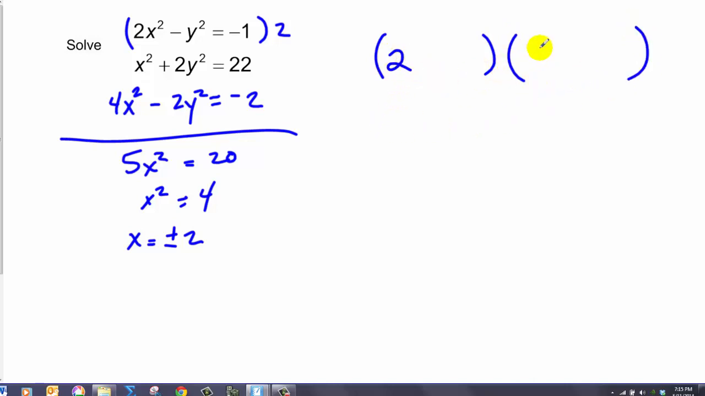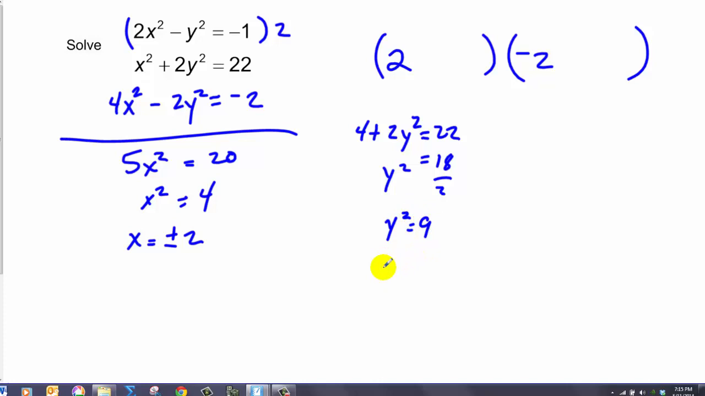So in that case, once again, I have two solutions. There's a 2 here, there's a negative 2 here, and then when I plug this back in, I'll get 4 plus 2y squared equals 22. Bring that over, that gives me 18 over 2 is equal to y squared. So you'll notice now, y squared is equal to 9. I have two answers for y. y is equal to plus or minus 3. So I really have (2, 3) and (2, negative 3).